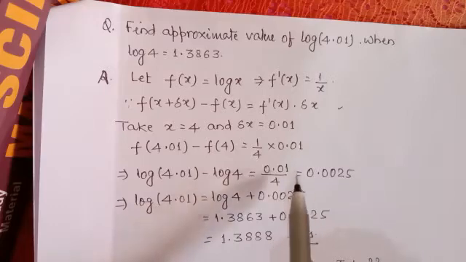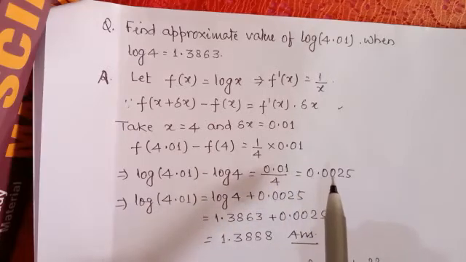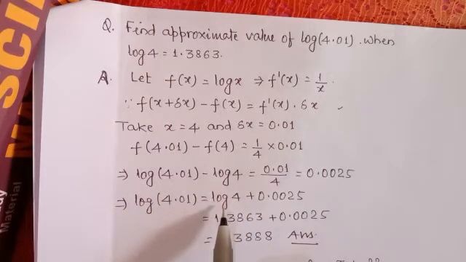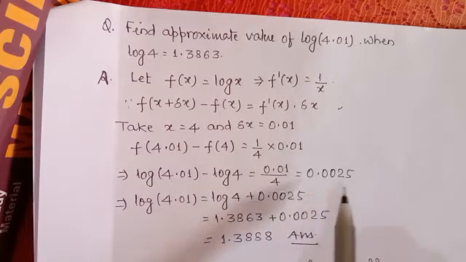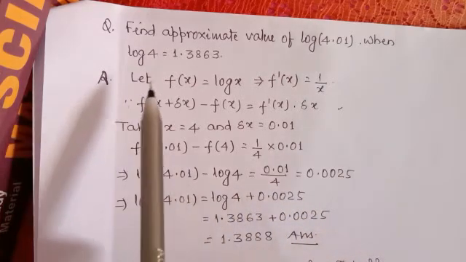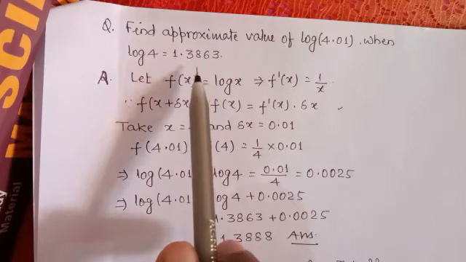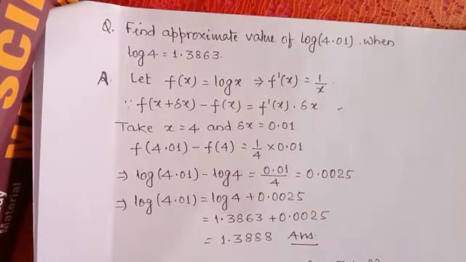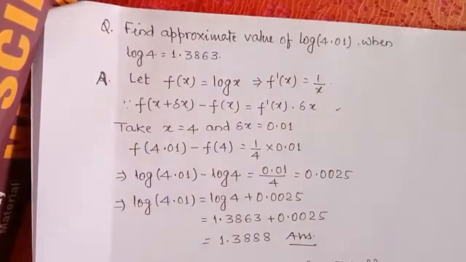On dividing, it becomes 0.0025. Log 4 on the right side becomes positive, plus 0.0025. The value of log 4 is already given, 1.3863. So write down its value and add them. After addition it becomes 1.388, which is your result.